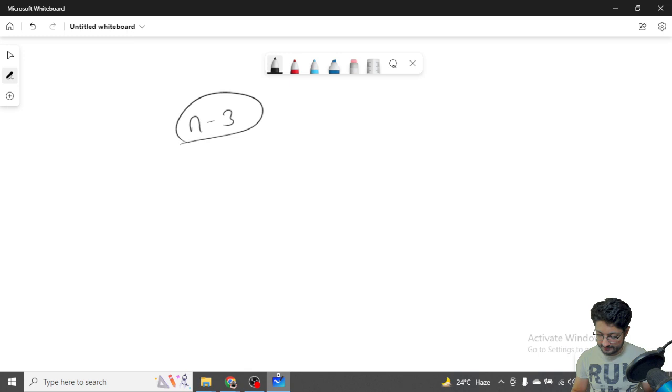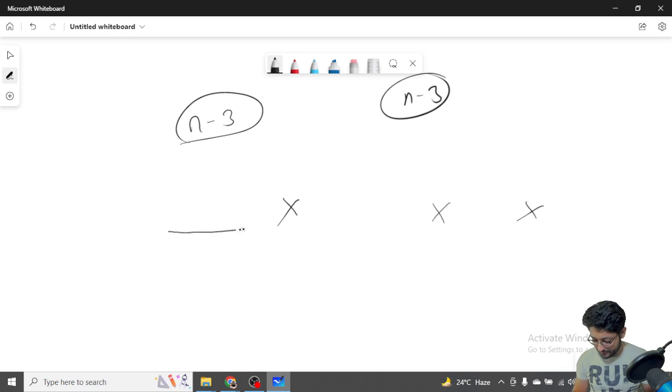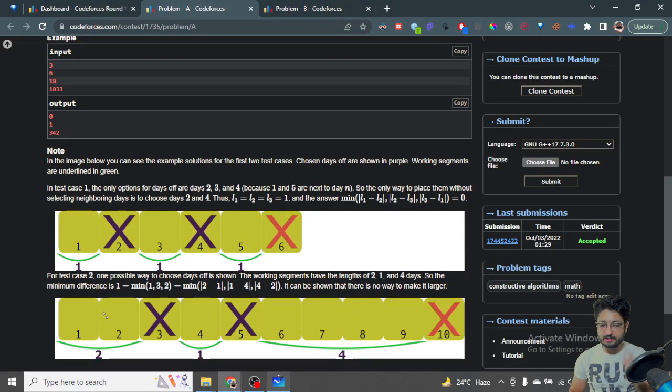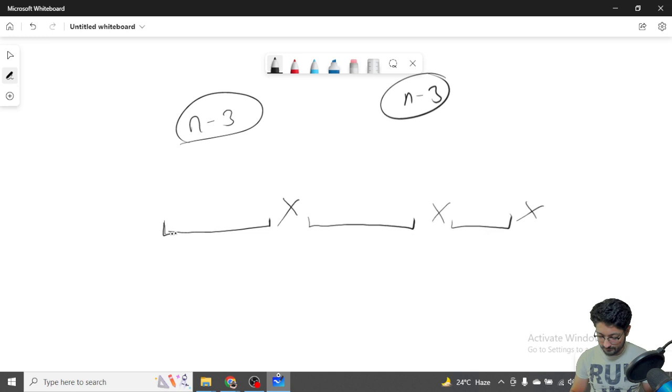What you can understand is, let's say that I have placed one holiday here, one holiday here, one holiday here. Now I have, let's say, n minus 3 days left. Now I have to arrange these days in the fragments. So there is one fragment space here, one here, one here, and one here. Because as you can see, there is one fragment space before the first holiday, then some space, then the second holiday, then some space, and the third holiday. So these are the spaces in which I have to somehow fill these n minus 3 working days.